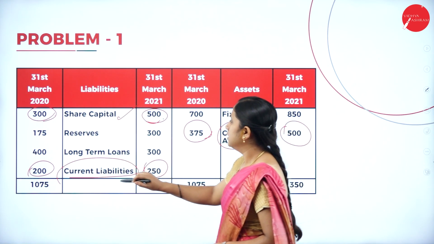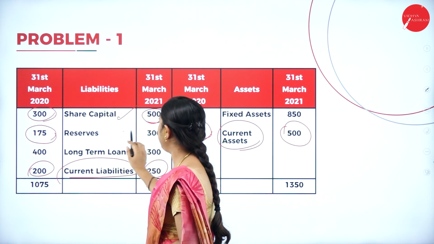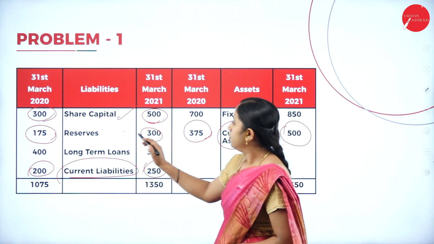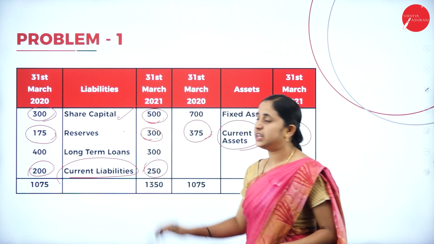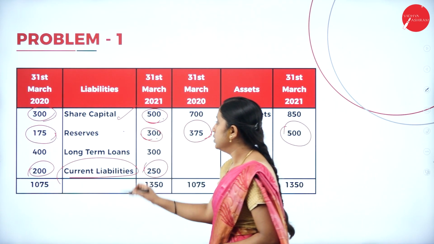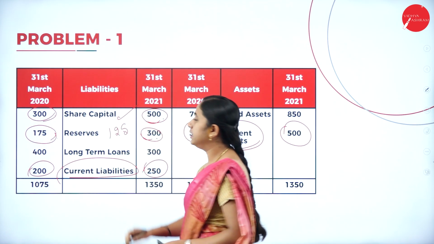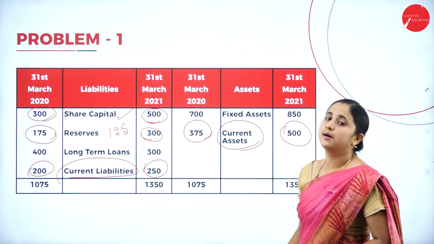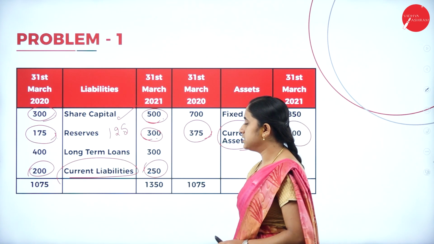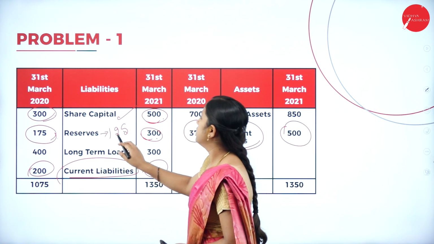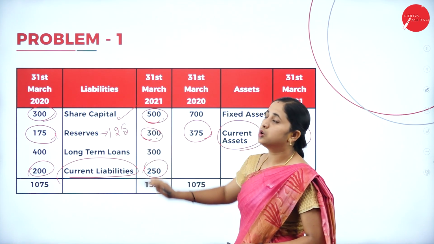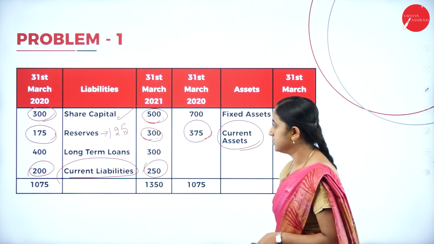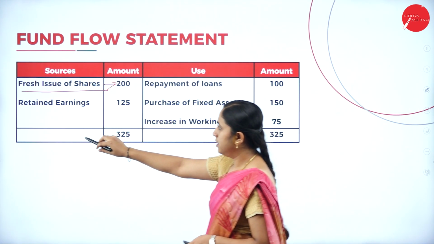Next, reserves. Previous year reserves are 175 and current year reserves are 300. 300 minus 175 is 125, the retained earnings. They increase the reserves to meet future expenses or future uncertainty. So this 125 comes under sources of fund, retained earnings.